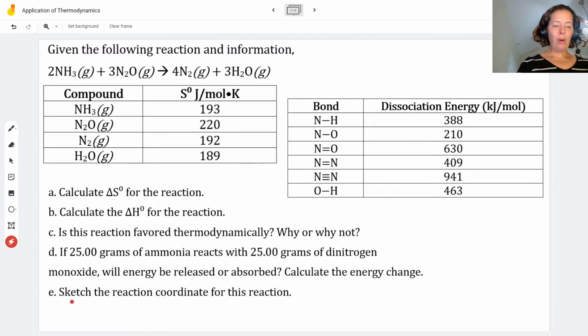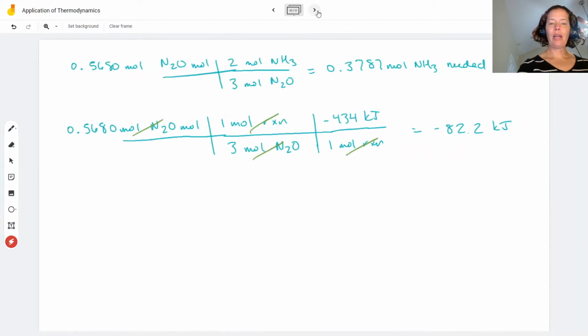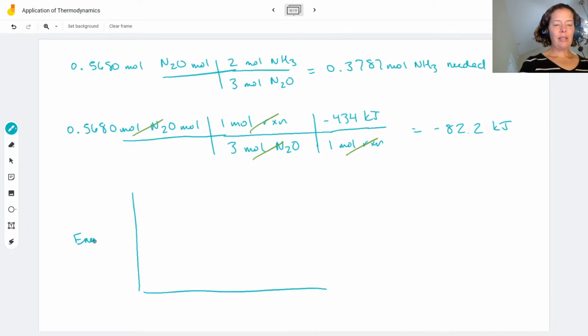Okay, so we've got one more part of this. This is E, sketch the reaction. Sketch the reaction coordinate for this reaction again. So we'll go ahead and label these as well. So our reaction coordinate has energy on the y-axis. It increases going this way, and our reaction proceeds going from left to right.